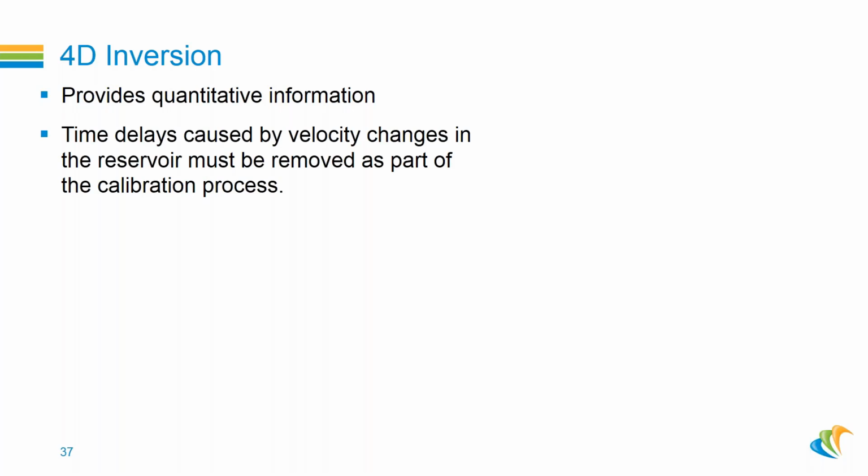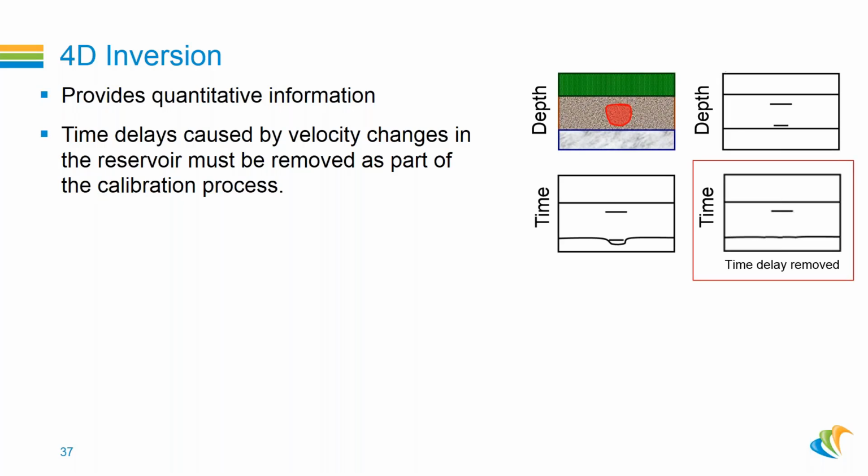We can also do this for the inversion. The inversion will provide quantitative information. And we can also calculate those time delays, which are caused by the velocity changes in the reservoir. We need to remove those. We can use those time delays, which are shown here as well. After applying time-variant time shifts, we are just making it flat, and base and monitor will have the same time at the base of the reservoir.